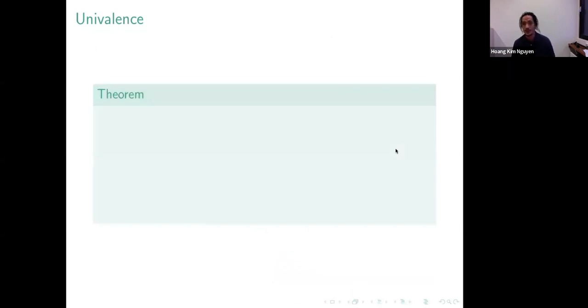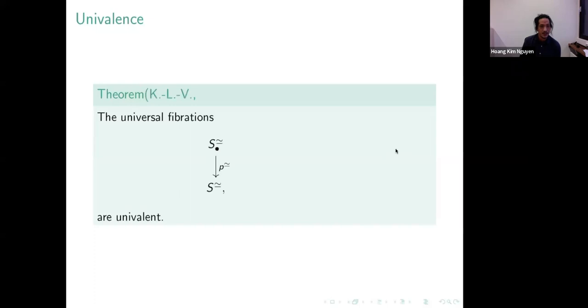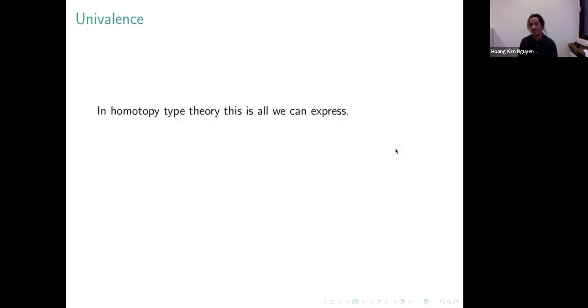Here's a theorem basically saying that all of these universal fibrations are in fact univalent. Again, the universal Kan fibration is univalent. Kapulkin, Lumsdaine, and Voevodsky, and Denis-Charles have shown that the universal left fibration is univalent, and together with Denis-Charles, we show that also the universal cocartesian fibration is univalent. And right, so in homotopy type theory, that's kind of all we can express.